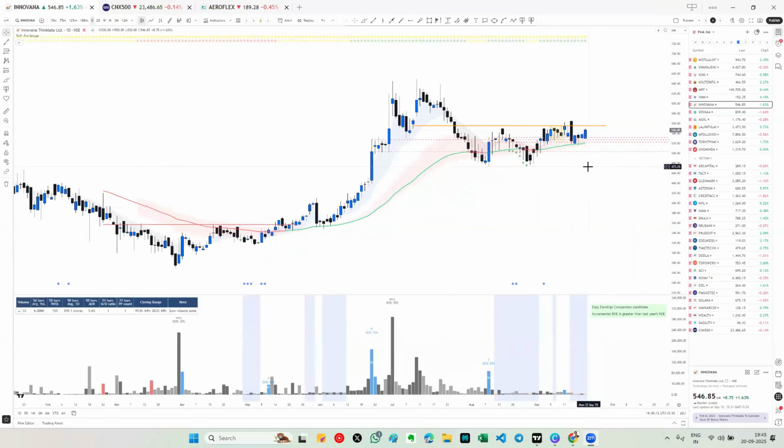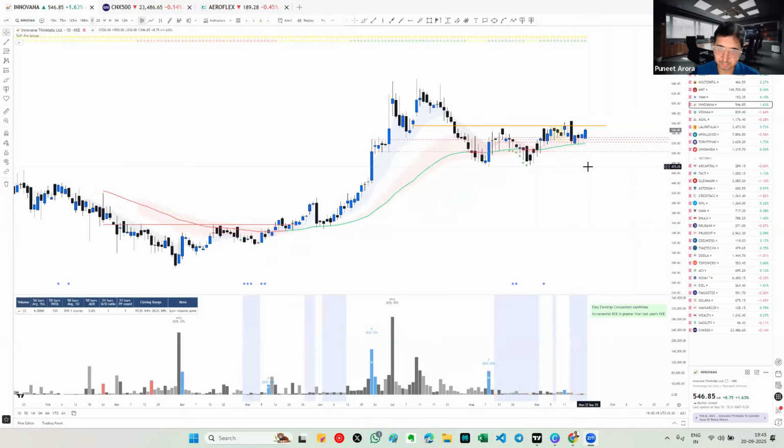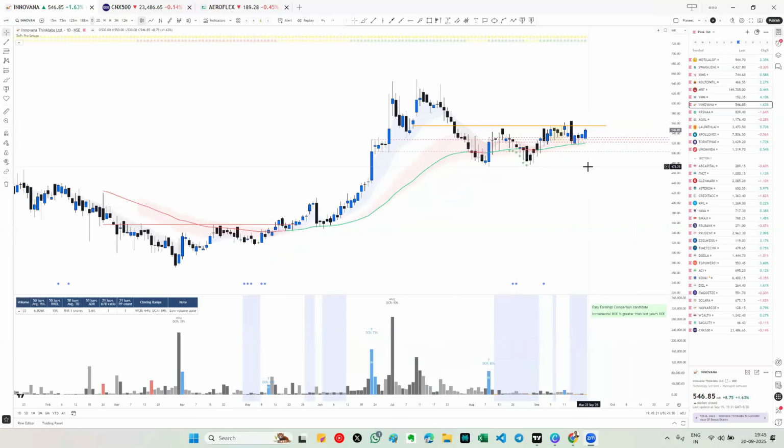So if you could help us with that, that is one thing. And second is, let's say you have identified Usha Martin or any other setup. What is your entry point, stop loss criteria and allocation? If you can also help us on that.